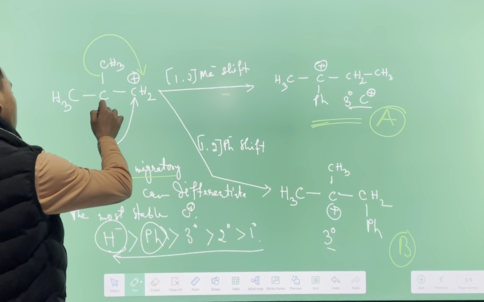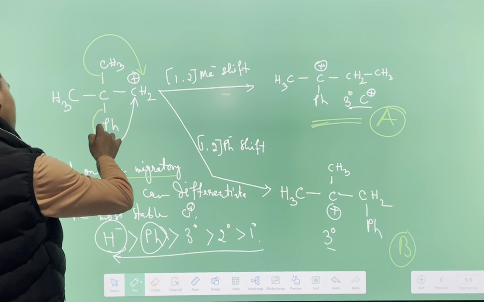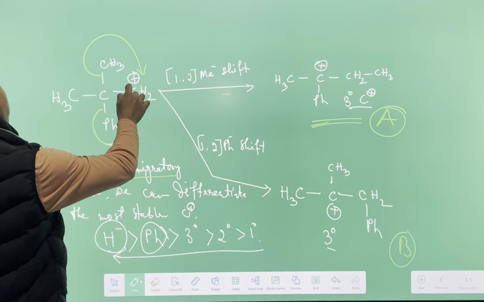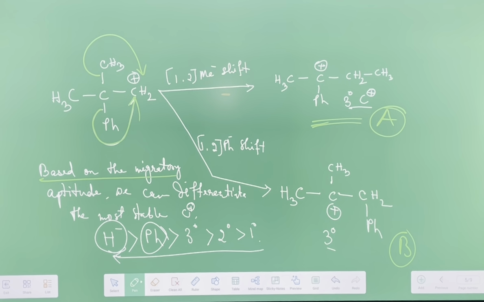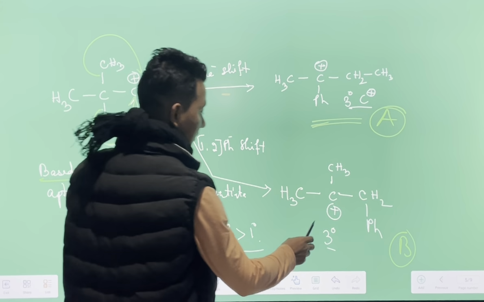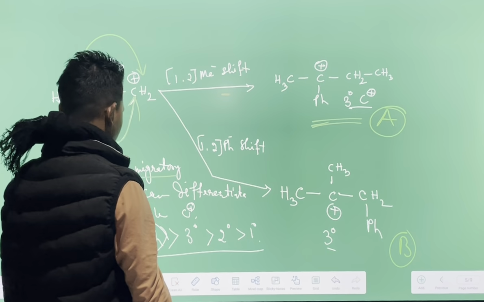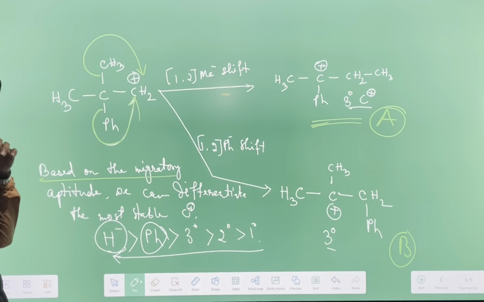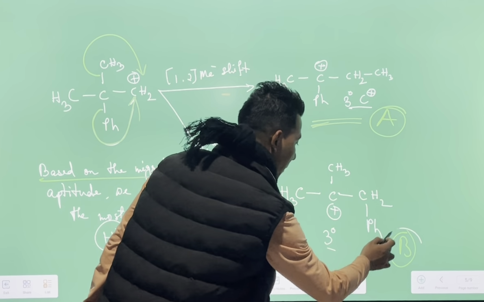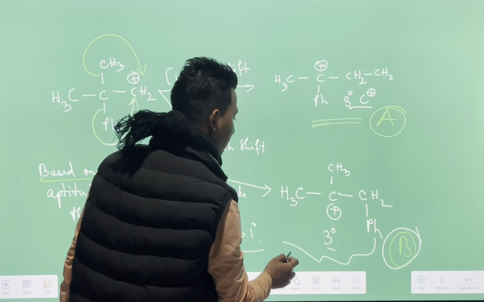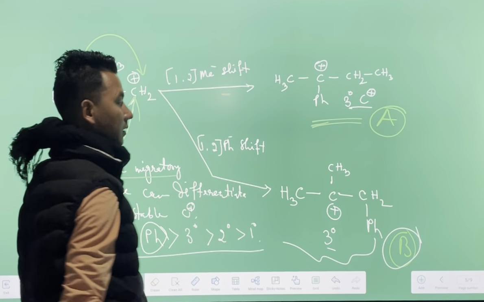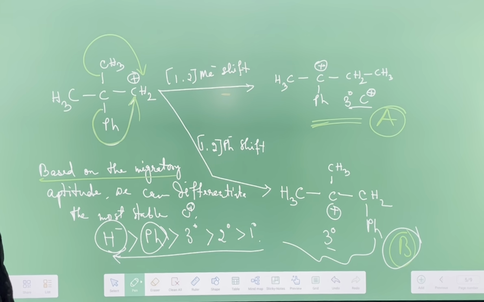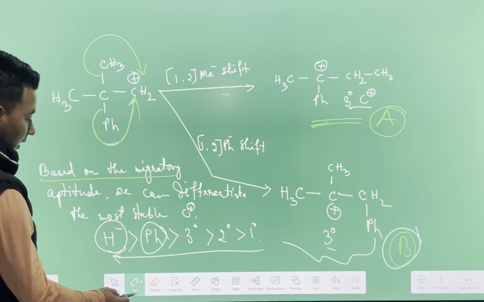So we have to shift this phenyl group, and we get a tertiary carbocation. So based on the migratory aptitude, this species, compound B, is the most stable product regarding the migratory aptitude. Then let's take an example.